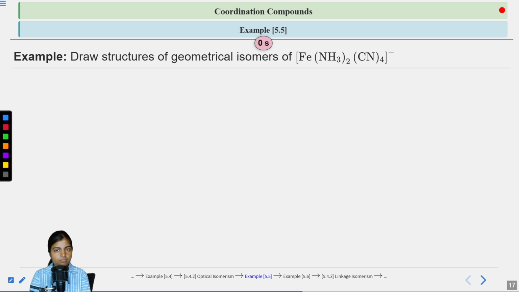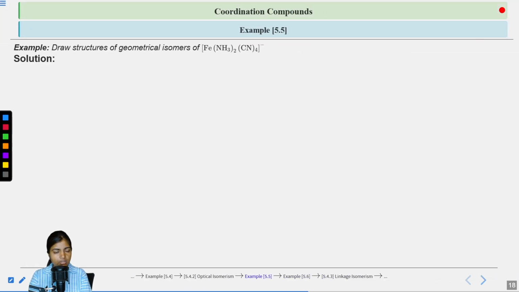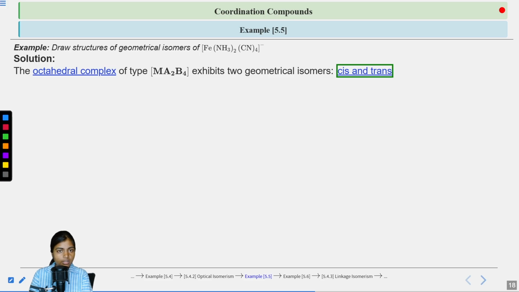Okay, let's see. So for this example, it is an octahedral complex of the type Ma2B4. We have been given this complex iron NH3 whole twice CN whole 4. So this is of type Ma2B4, where A is ammonia and B is cyanide. These two different ligands are present in this complex. 2 plus 4 means 6, so this is an octahedral complex, and an octahedral complex of this type Ma2B4 exhibits two geometrical isomers, because we are talking about the geometrical isomers of this complex, and the two geometrical isomers shown by this complex are the cis and the trans form.